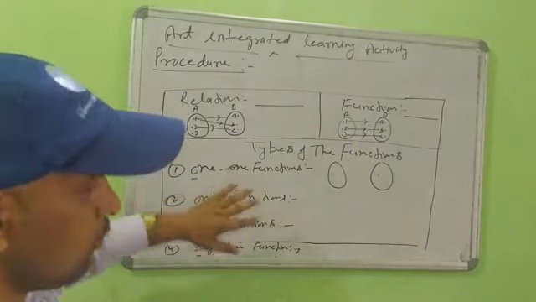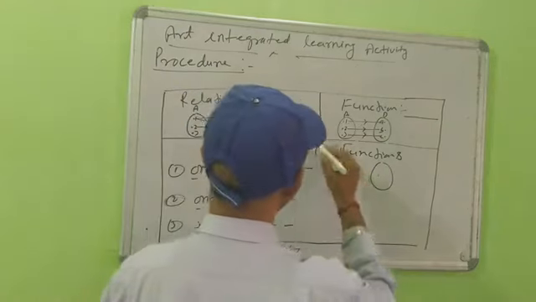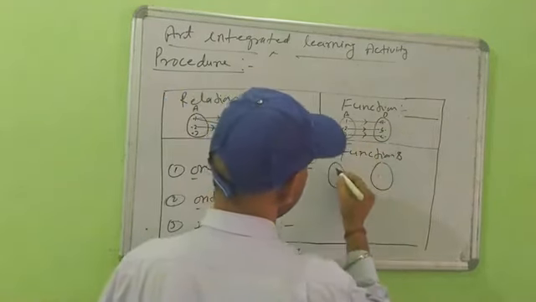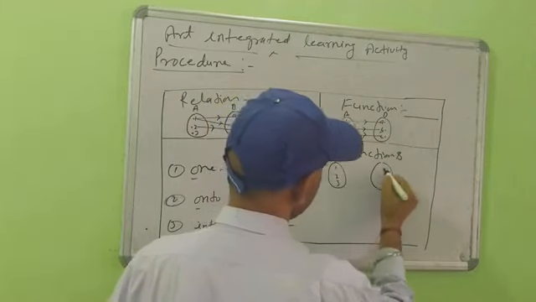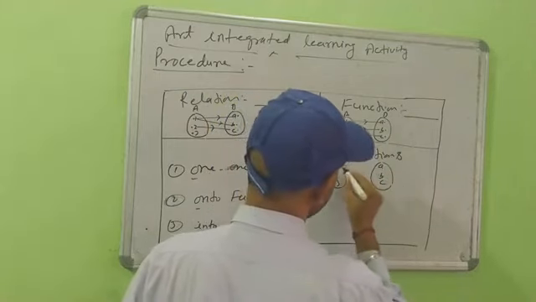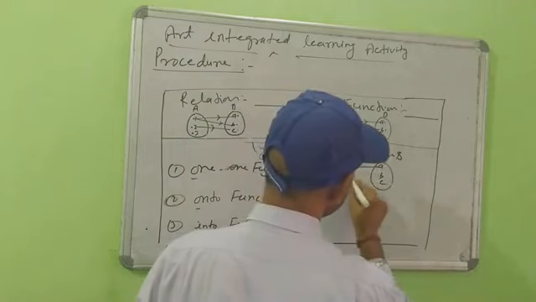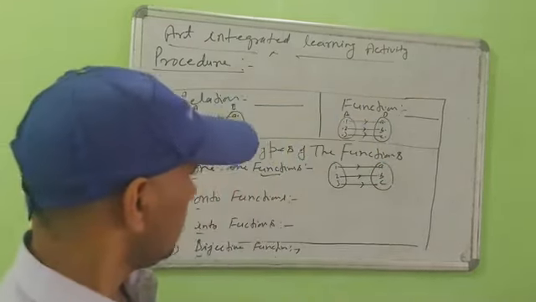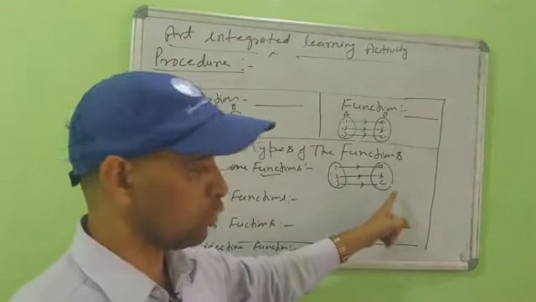And you maintain the gap here. The same thing here. Suppose you are using the one-one function. A simple example: 1, 2, 3, and here A, B, C. In this type, the function is called the one-one function. This is the domain part, this is the codomain part.